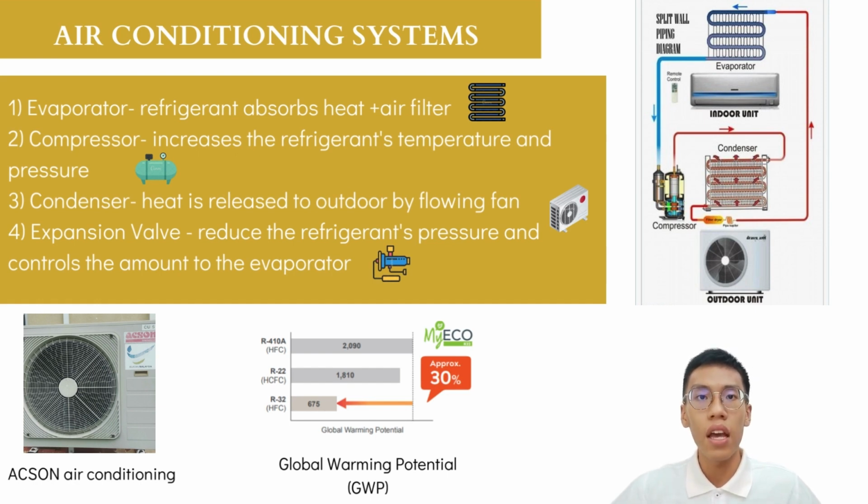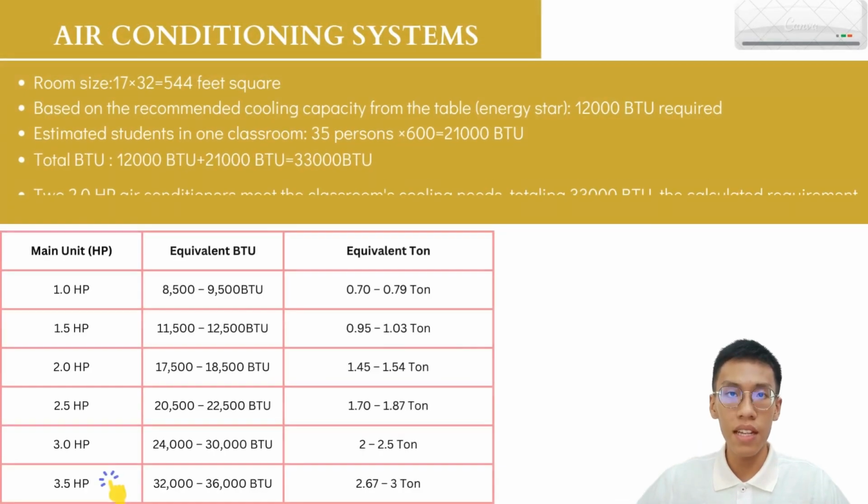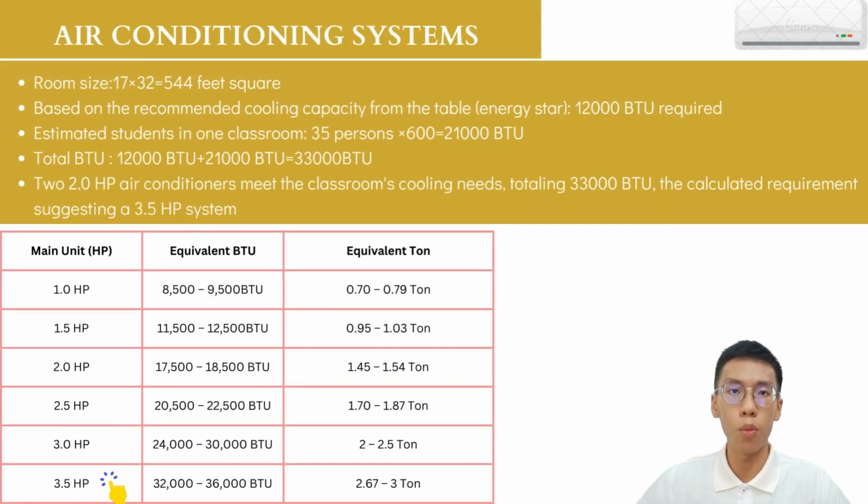The selected air conditioner is the Axens air conditioner, whose refrigerant has the lowest GWP, the lowest global warming potential. Based on the room size and the estimated number of students in one classroom, the total BTU required is 33,000. This means the current 2.0 HP air conditioners do not meet the classroom cooling capacity requirements, as the calculated requirement needs a 3.5 HP system.